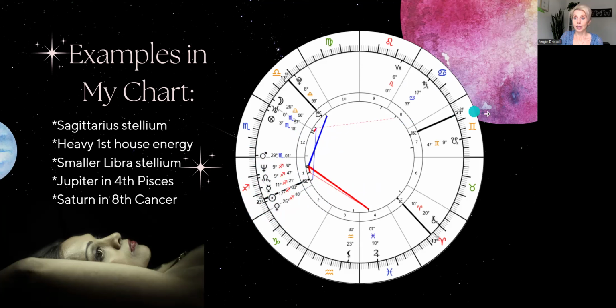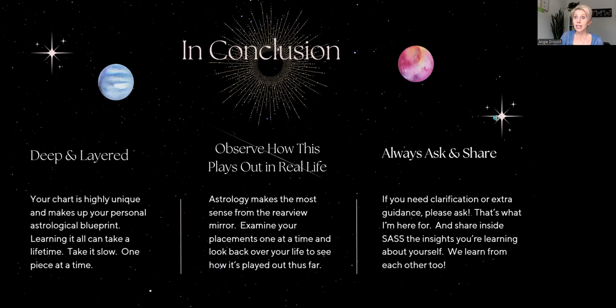Okay? All right. So, in conclusion, it's very deep and layered. You get that now. Your chart is highly unique. It makes up your personal astrological blueprint, and learning it can take a lifetime. Take it slow, one piece at a time. Observe how this plays out for you in real life. I always say that astrology makes the most sense from the rear view mirror. Meaning, if you look back at certain things in your life, if you look back at time periods, if you look back at how things went for you over certain transits, you can really see how it played out.